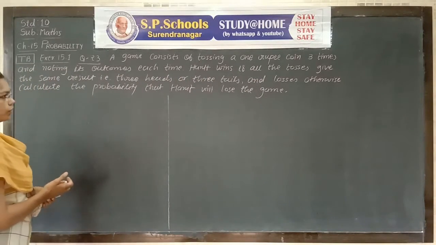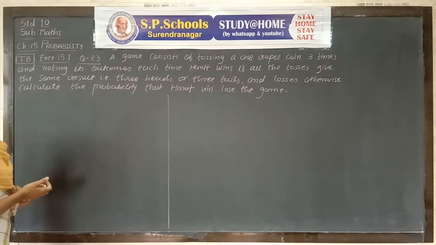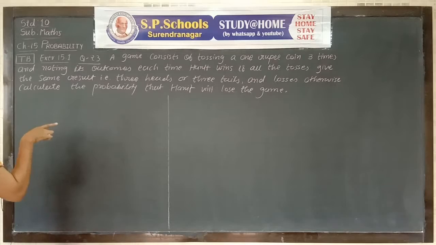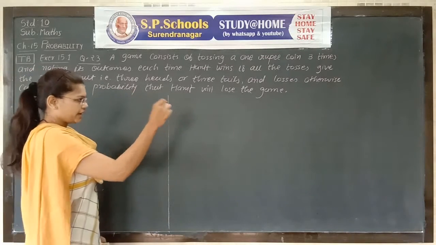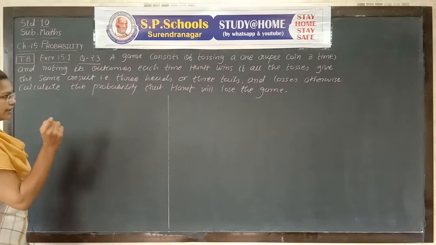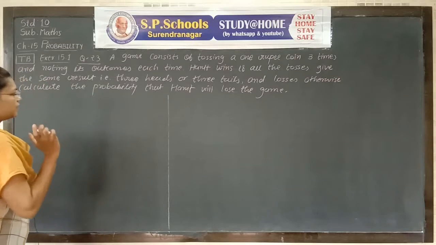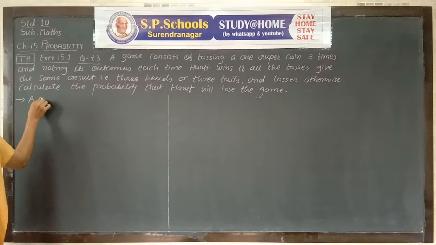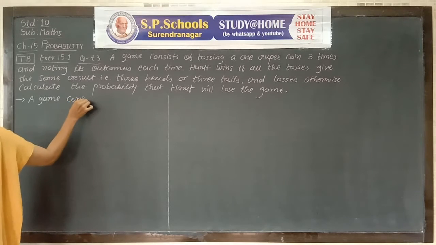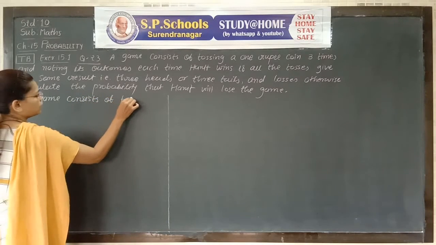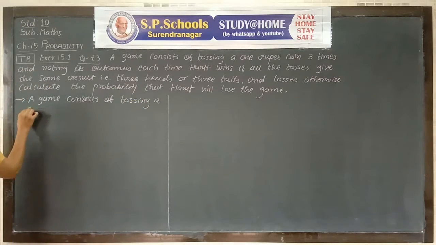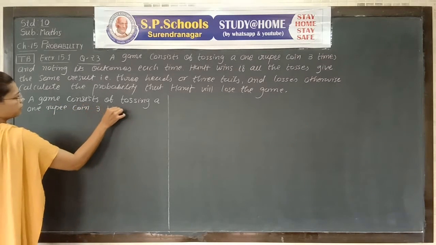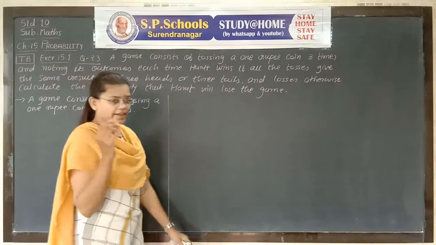Question 23. A game consists of tossing a 1 rupee coin 3 times and noting its outcomes each time. Hanif wins if all the tosses give the same result, that is 3 heads or 3 tails, and loses otherwise. Calculate the probability that Hanif will lose the game. First of all, it is an experiment of tossing a 1 rupee coin 3 times. Therefore, there are a total of 8 outcomes.